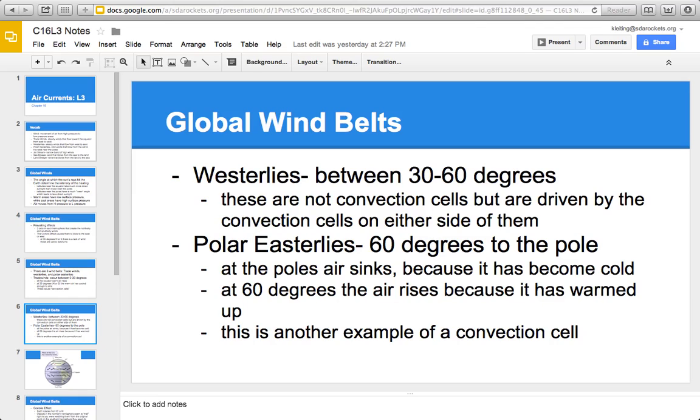The polar easterlies are 60 degrees to the pole. At the pole, air sinks because it has become cold. This makes sense. North and South Pole, we know, are very cold, so this is going to lead to cold air. At 60 degrees, the air rises because it is warmed up. This is another example of a convection cell. So this is almost the exact opposite of what happens during our trade winds. In this case, we're going from a cold area and we're moving towards the equator, and then when they get closer towards the equator, they start to heat up and they rise again.